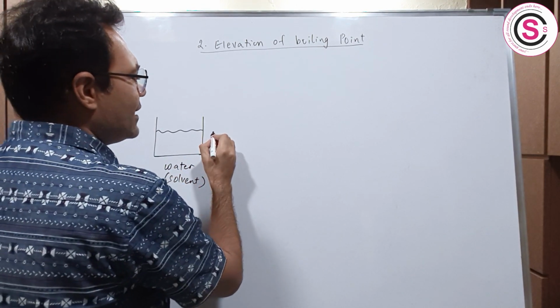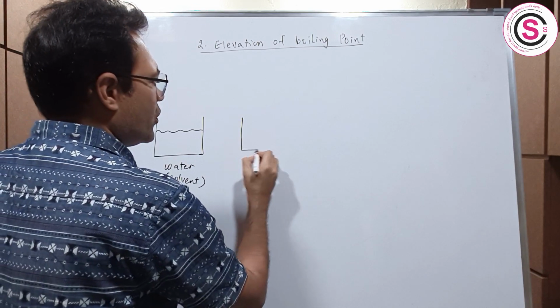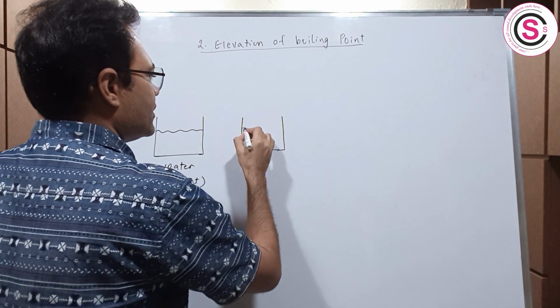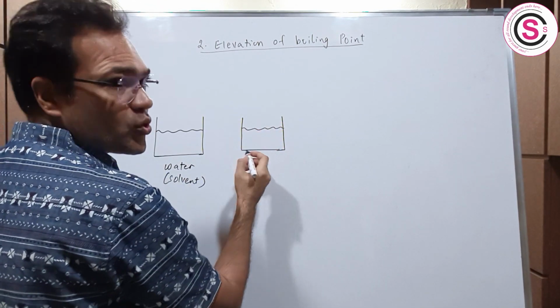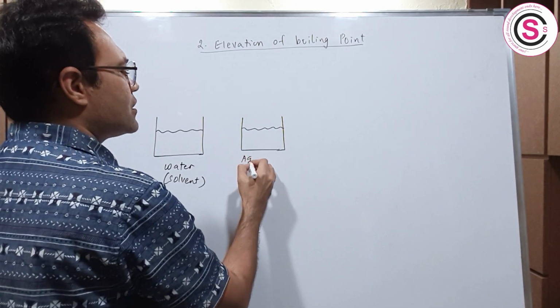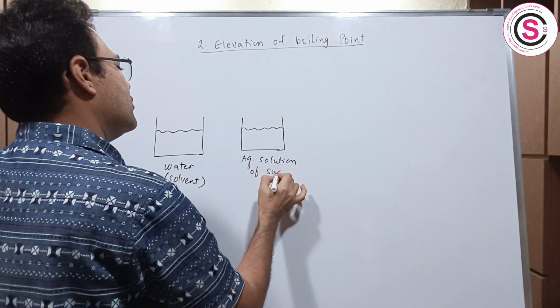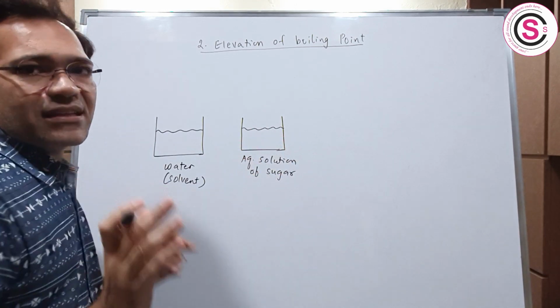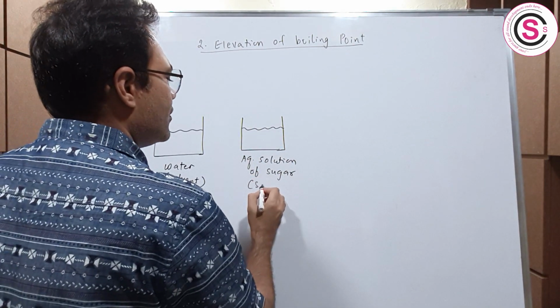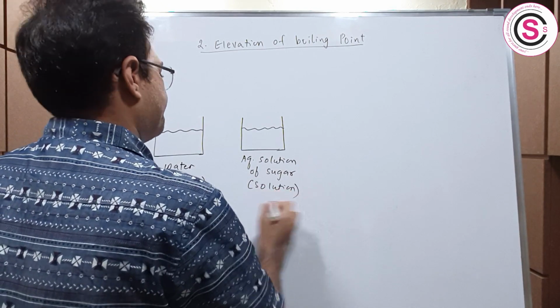Now I add some sugar to it. Correct? What I am doing is adding sugar to it. So this is an aqueous solution of sugar. Correct? I am adding some sugar to it and making a solution out of it.